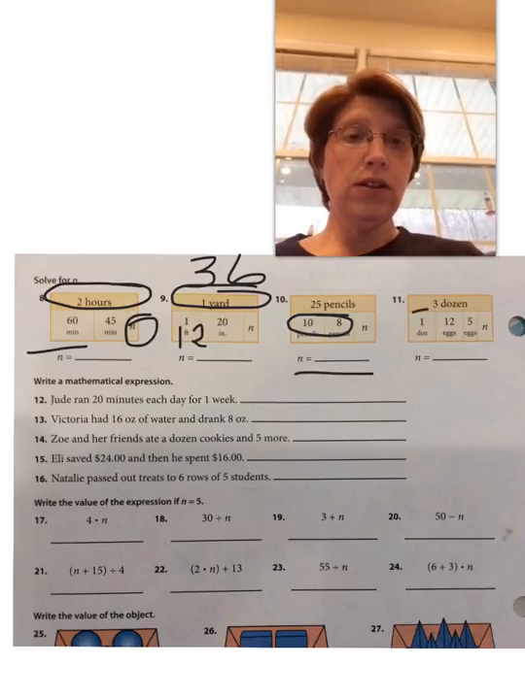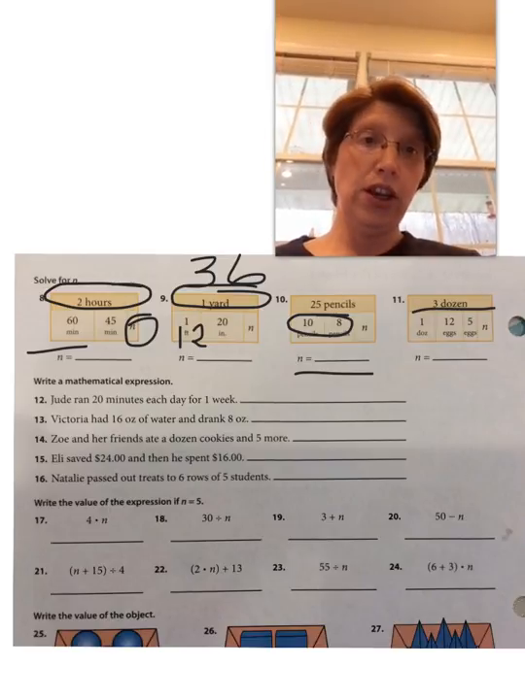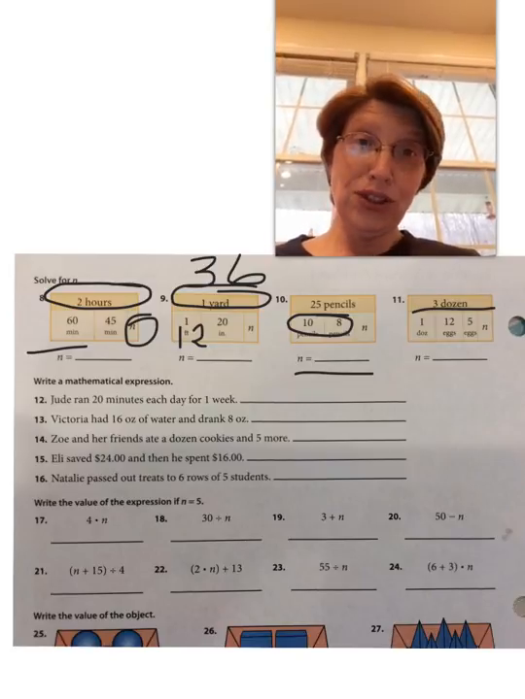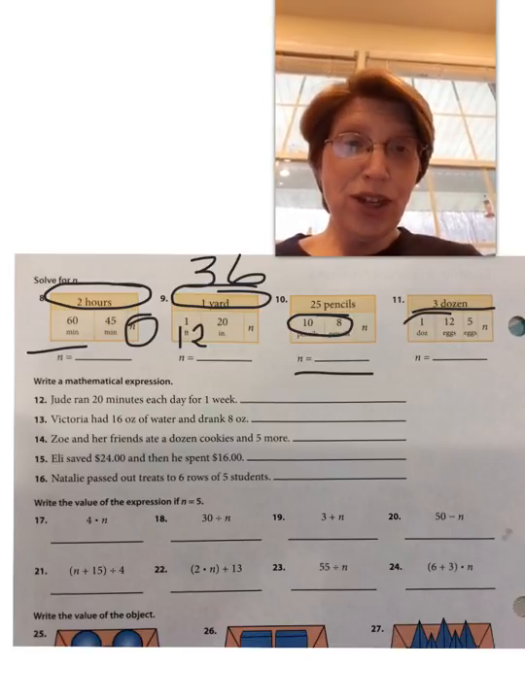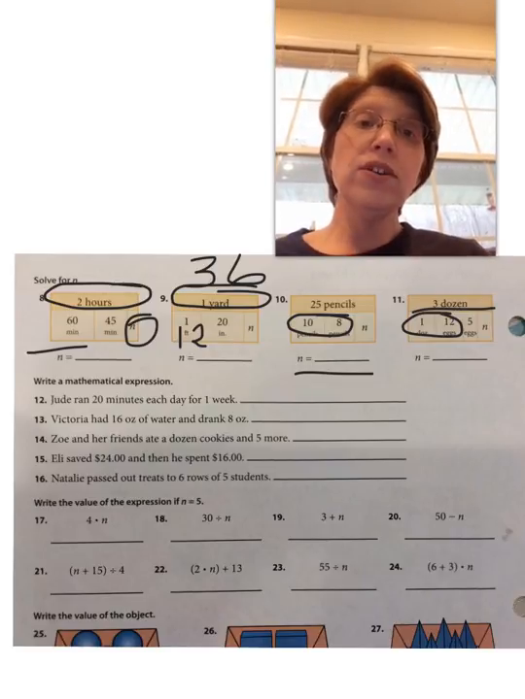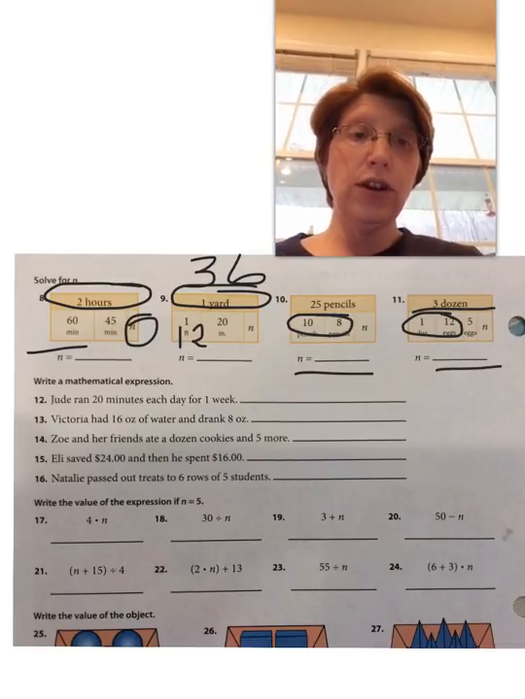And number 11, we have 3 dozen. We have 1 dozen. There you go. That's how many? 12. We have 12. That's how much? A dozen. So we have 2 dozen right here. Now we still need 12 more. Well, they have 5. How many more do we need to make another 12? That's what you have to write here.